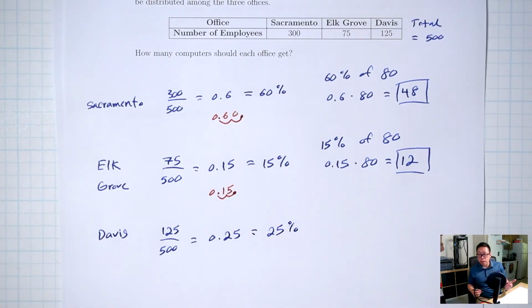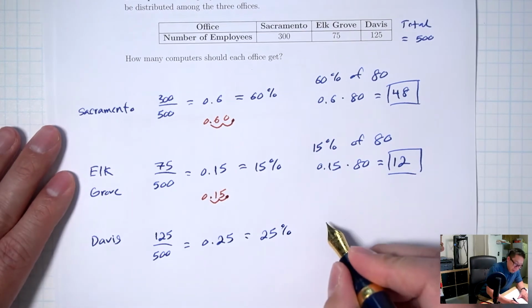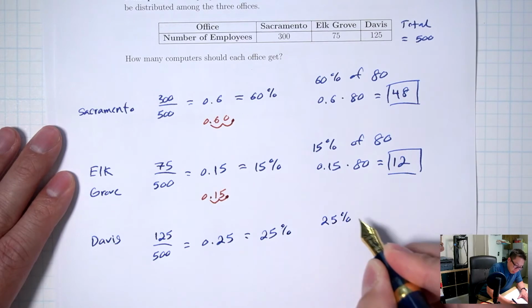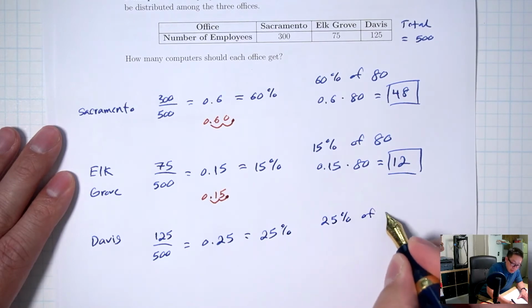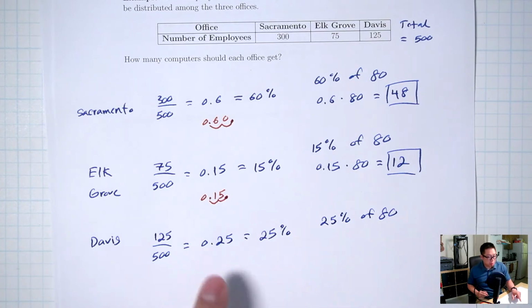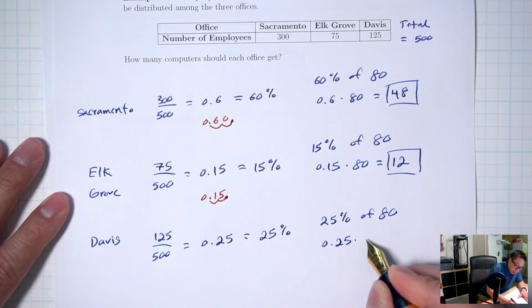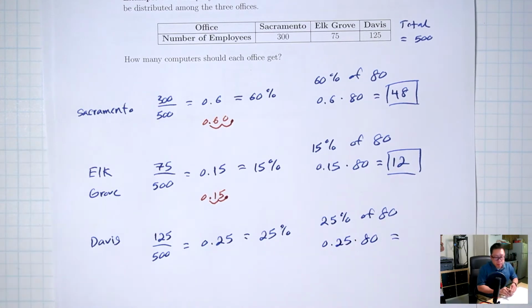Okay, Davis has 25% of the employees. They should probably get 25% of the computers. So 25% of 80. Convert the 25% back to a decimal. That's 0.25 times 80. 0.25 times 80 is 20.